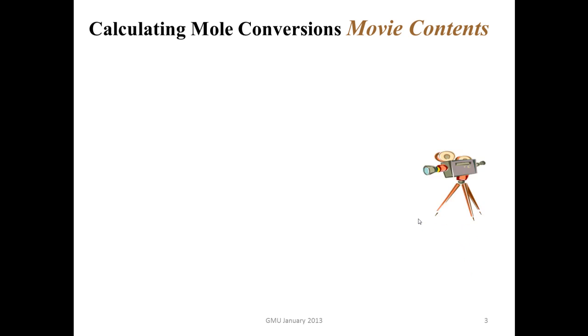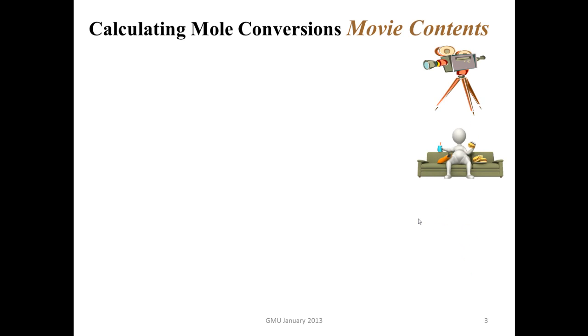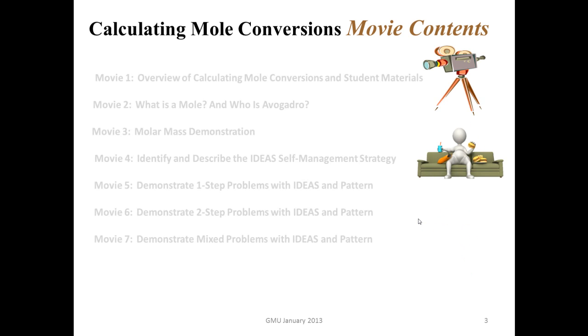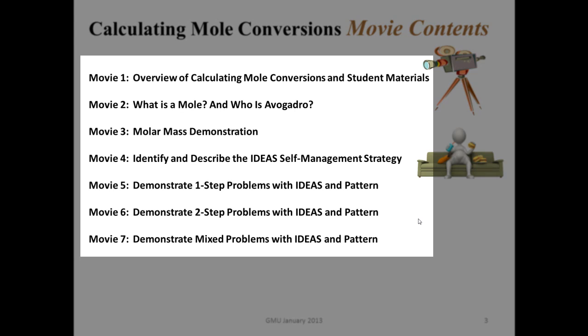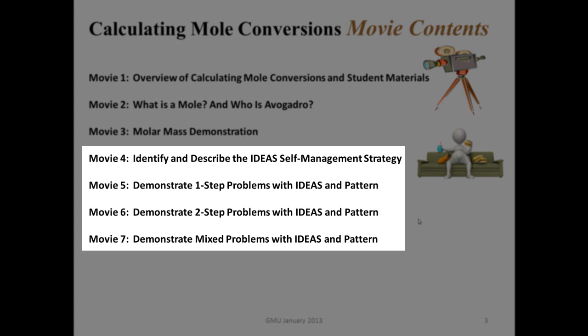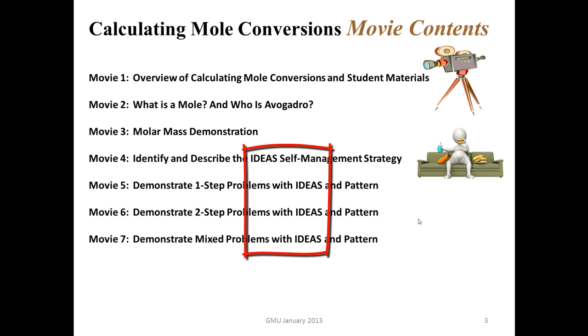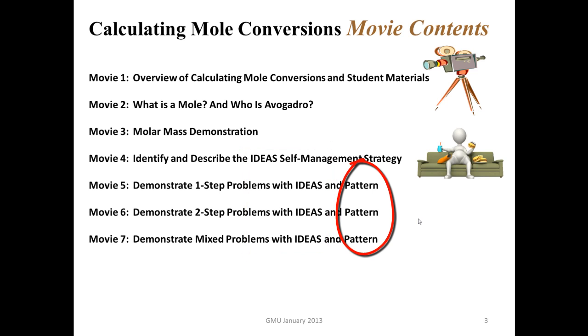In this module, you'll be seeing a series of movie contents. There are a series of 7 different movies, and in movies 4, 5, 6, and 7, you'll be learning about and using the IDEAS self-management strategy. You'll also be initially using a pattern that can help you to calculate mole conversions correctly. More on the pattern in this movie.